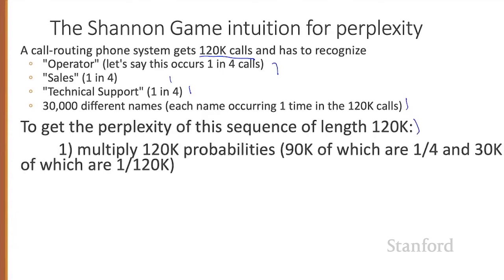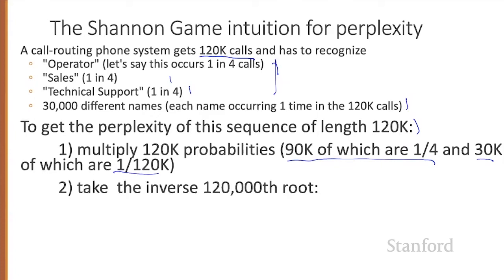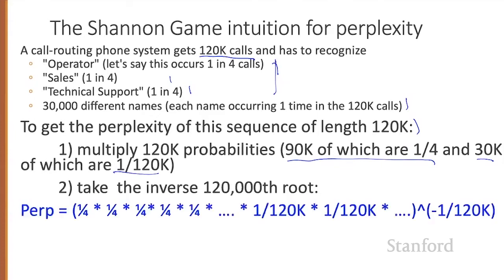To get the perplexity, we're going to multiply 120,000 probabilities. 90,000 of these are 1 out of 4. That's all of these. And 30,000 of these are 1 out of 120,000. And then we're going to take the inverse 120,000th root, just like any other sequence of text of length 120,000. So the perplexity is a quarter times a quarter, 90,000 times, times 1 over 120,000, 30,000 times. And then we take the 1 over 120,000th root of that.